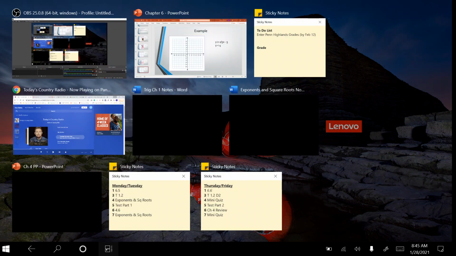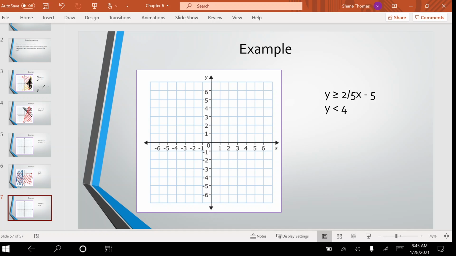We have two different things. One is just kind of a normal line. The other one is one of our special cases, right? So the first one, let's do it in blue. So y is greater than or equal to 2/5 x minus 5. So I start at minus 5, the slope of 2/5, up 2 over 5. You get 7. All right, so we got a straight line.